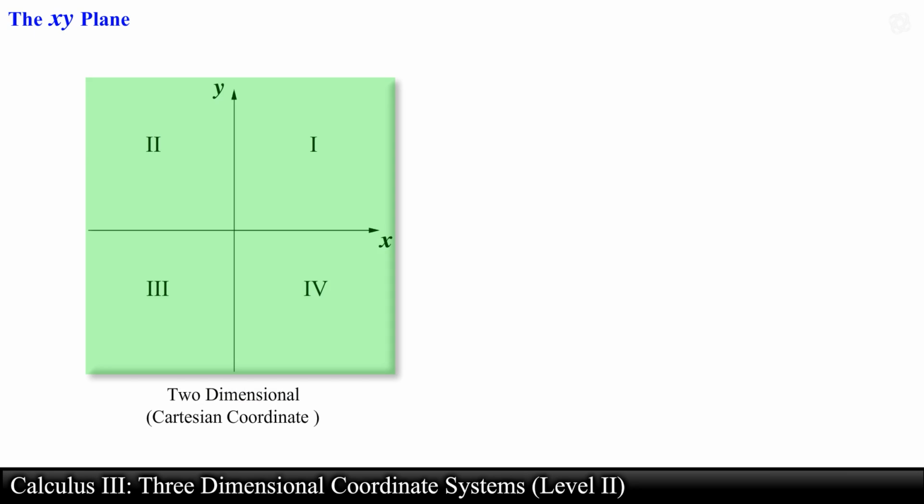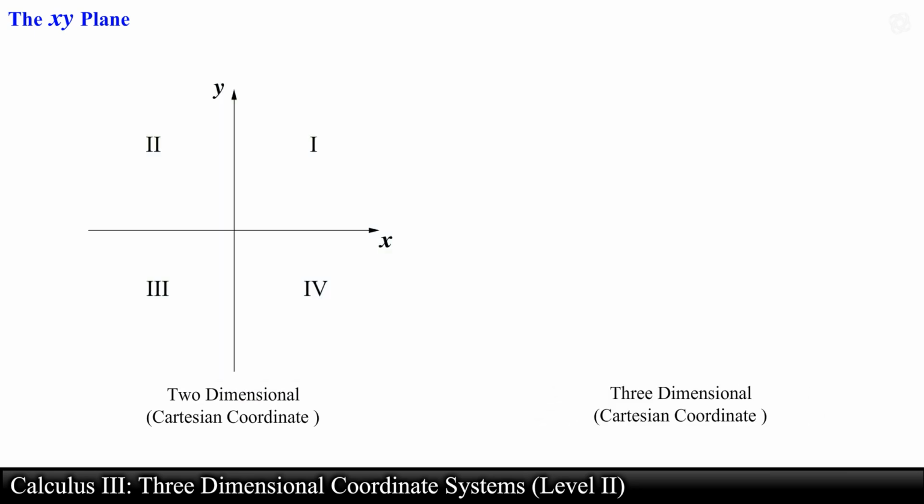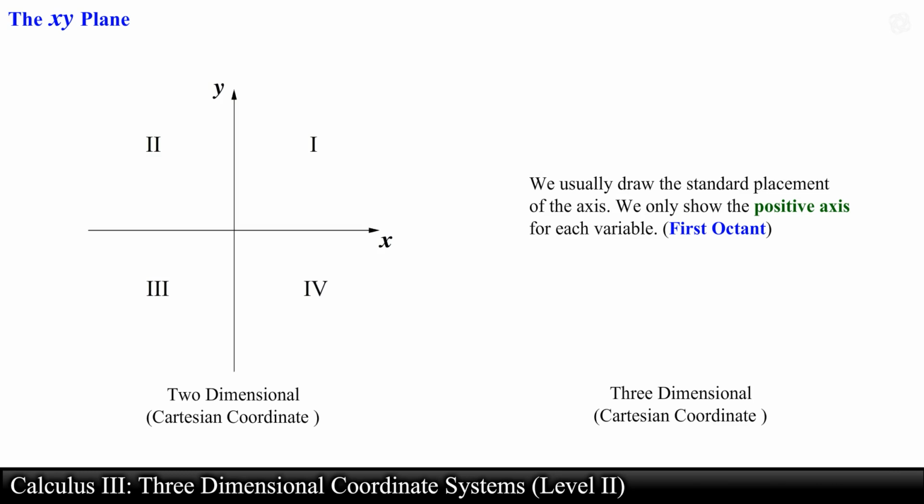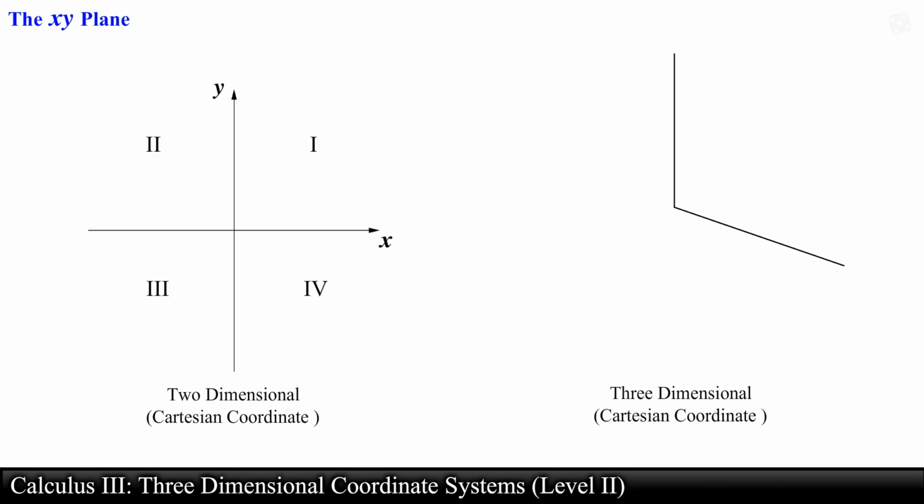Now, when we draw a 3-dimensional coordinate system, we usually draw the standard placement of the axis, meaning we only show the positive axis for each variable, and we extend the lines for each axis when needed. So we first draw the positive z and y axis as follows. Then we extend the x-axis from the common point of intersection of the z and y-axis as follows. This is the standard position of a 3-dimensional coordinate system.